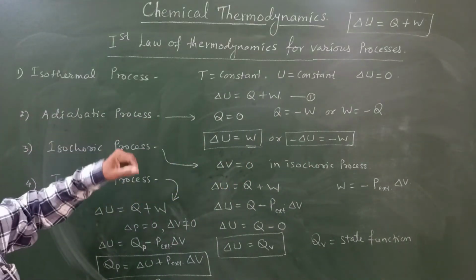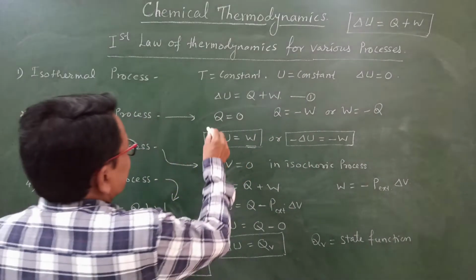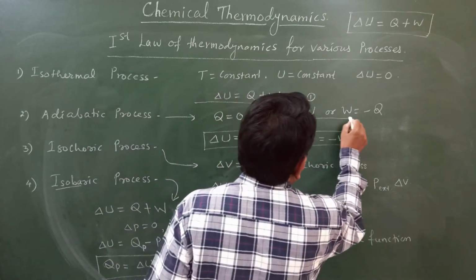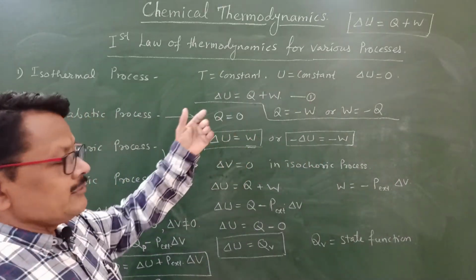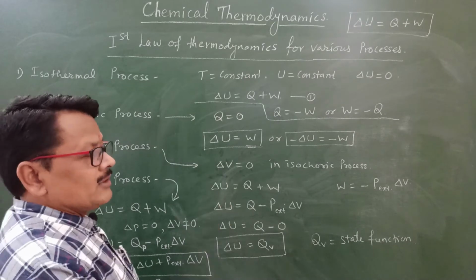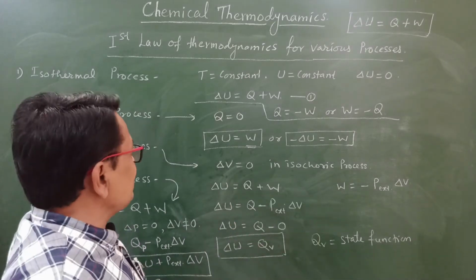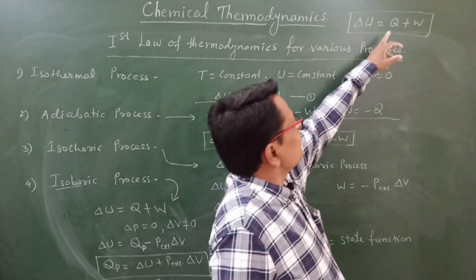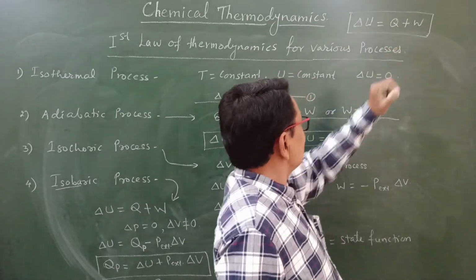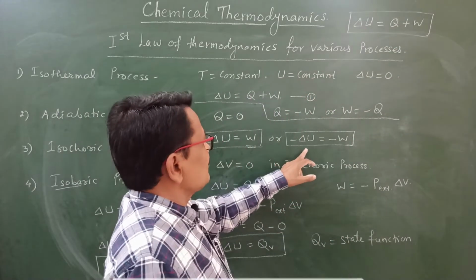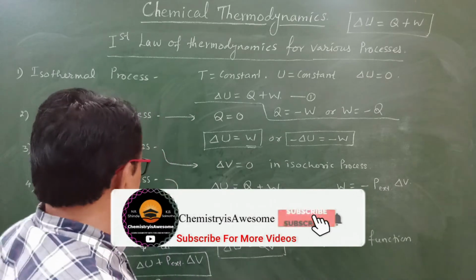Then in an adiabatic process, what happens? In an adiabatic process, Q is equal to 0 because heat is neither allowed to enter nor leave the system to the surrounding. With Q equal to 0, delta U is equal to W, or minus delta U is equal to minus W.